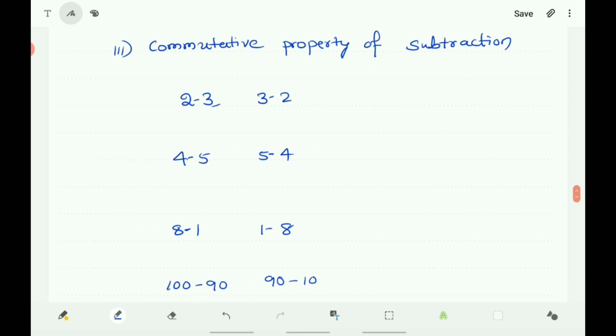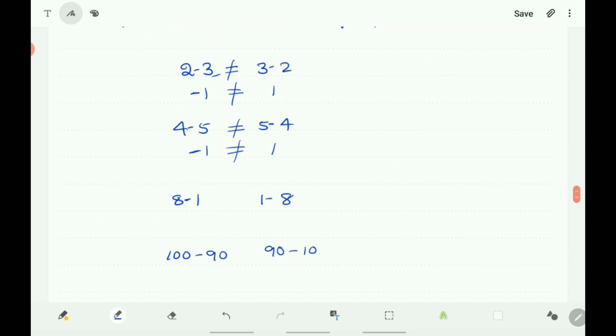So you take any two natural numbers. So let us take 2 and 3 here. And here you know that 2 minus 3 is minus 1, 3 minus 2 is 1. You know that minus 1 is not equals to 1. Therefore 2 minus 3 is not equals to 3 minus 2. Here for 4 and 5, 4 minus 5 is minus 1, 5 minus 4 is 1. Again here minus 1 is not equals to 1. Therefore 4 minus 5 is not equals to 5 minus 4.